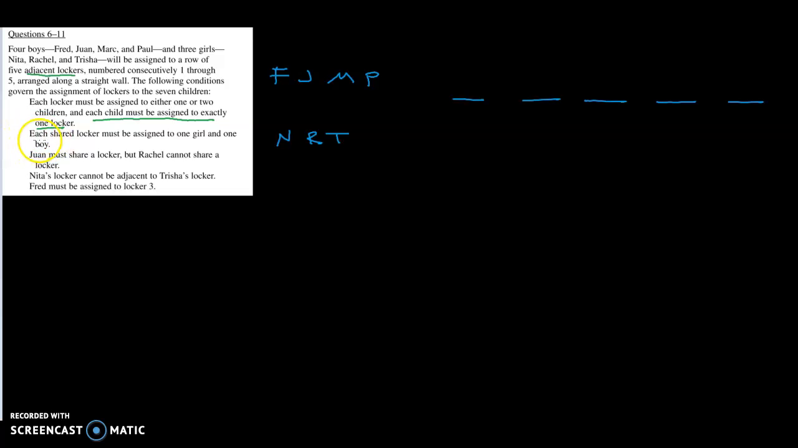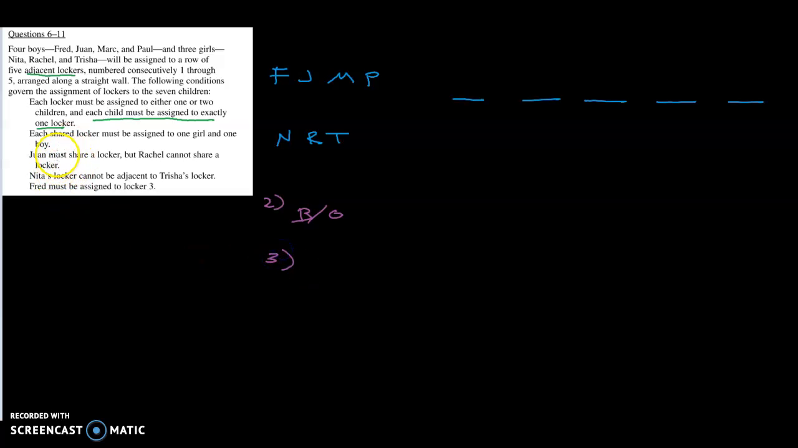Okay, so what about number 2? Each shared locker must be assigned to 1 girl and 1 boy. Okay, so this is important. So I'm going to put this as rule number 2. This one states that if we have a shared locker, it's got to be boy-girl, right? I can't do 2 boys. I can't do 2 girls. It's got to be 1 boy and 1 girl. All right, that's going to be helpful.